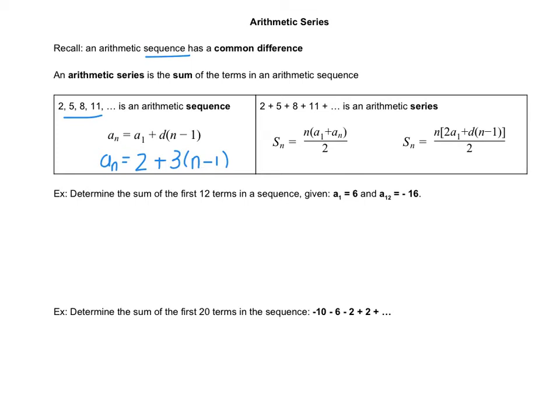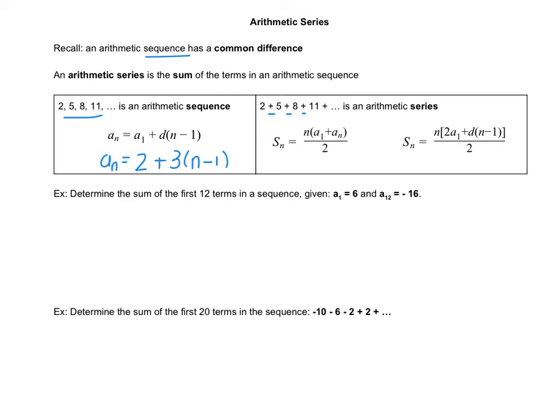Now an arithmetic series is the sum of an arithmetic sequence. So for example, if you take that sequence 2, 5, 8, 11, and write it as 2 plus 5 plus 8 plus 11, that is now an arithmetic series. And you have two potential formulas that you can use.